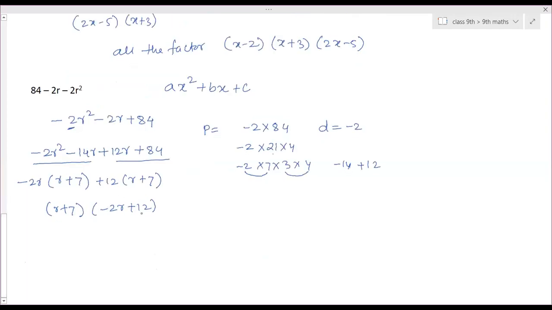But from this again we can take 2 common. So it is 2 into bracket minus r plus 6 and r plus 7. So 2 into r plus 7 into, in proper order, 6 minus r. Clear? Is this clear, Ankita? Yes, ma'am.